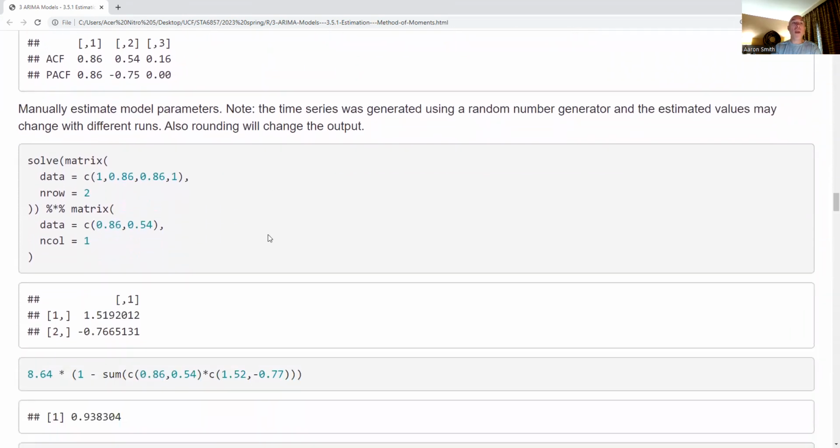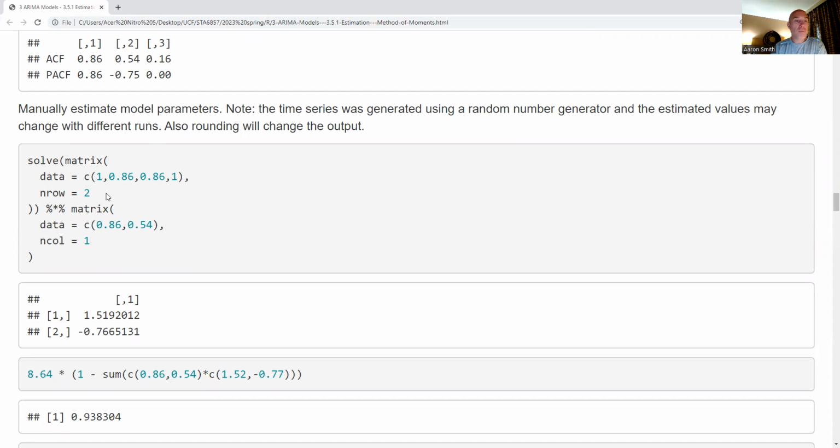All right, so now we're going to manually estimate model parameters. Note that the time series was generated using random number generators, and the estimated values may change with different runs. When I was preparing for the video, the calculations were different because of the random aspects. So things may be a little bit different in the actual code output than the text I typed out. Please just know that's from random number generation.